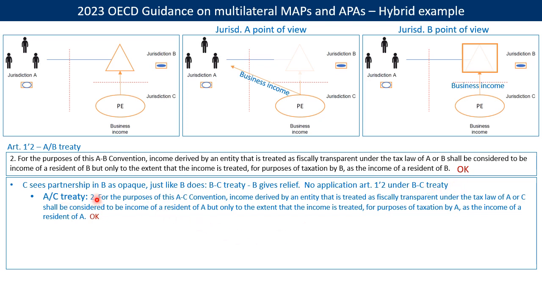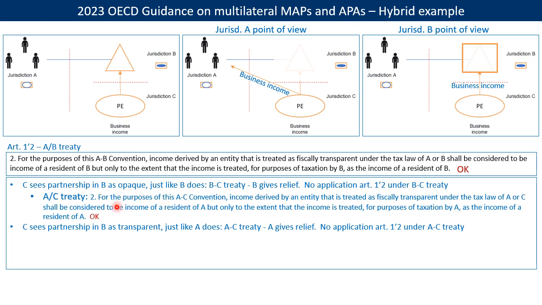I mean, if we read the text of Article 1.2 again, for the purpose of the AC Convention, income derived by an entity that is treated as fiscally transparent under the tax law of A or C, so it's treated as transparent under the laws of A and as taxable under the laws of C, shall be considered to be income of a resident of A, but only to the extent that the income is treated for purposes of taxation of A as income of a resident of A. And then this time you can't really deal with B because B is not under this treaty, right? So now you have to say that, okay, then A must give relief for whatever tax there is from the partnership, and so you do not end up in double tax from my point of view. If someone else thinks different, please make a comment below.